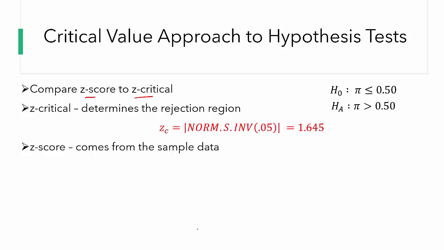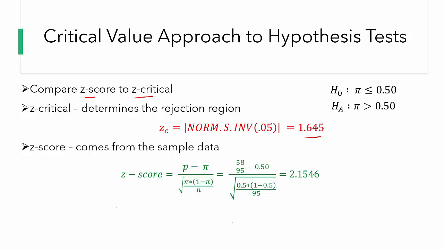So z-critical for this particular problem is the absolute value of NORM.S.INV of 5%. You could also do NORM.S.INV of 95% since we're looking at the top 5%. Because the distribution is symmetric, it actually doesn't matter. Our z-critical tells us that we need to be 1.645 standard deviations above that 50% in order to reject the null. Anything less than that, and we will not be far enough away to say that humans know their preferences better than the flip of a coin.